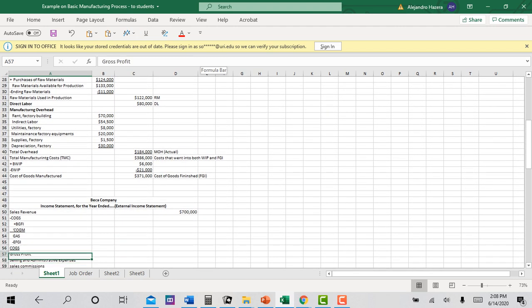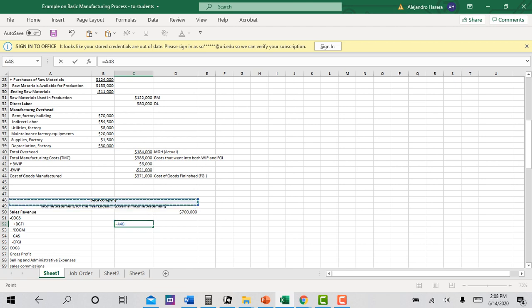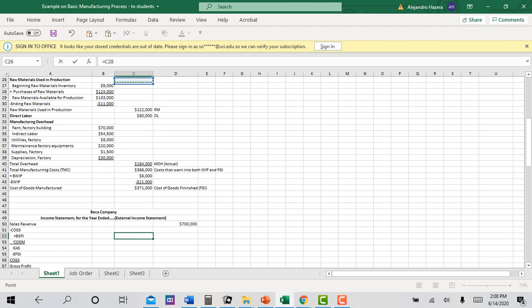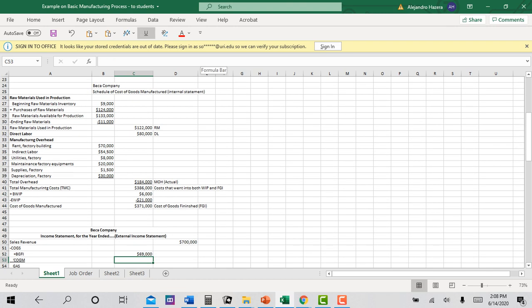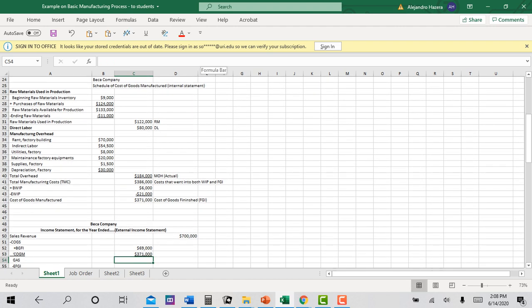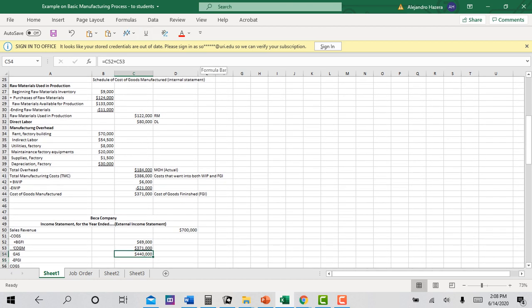Okay, and then to get your cost of goods sold, which is basically the cost of your finished goods, we're just going to take our beginning finished goods inventory, like beginning inventory in Accounting 201, and add to that the cost of goods manufactured, which was the cost of goods that were finished, like I keep emphasizing. That's going to be a plus. So this beginning finished goods inventory plus cost of goods manufactured gives you your goods available for sale.